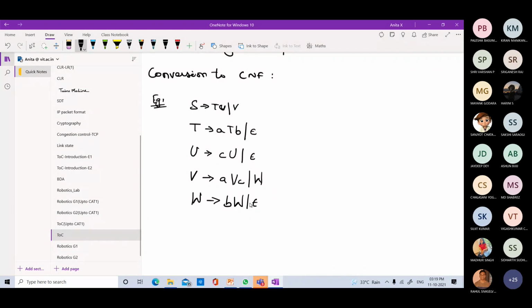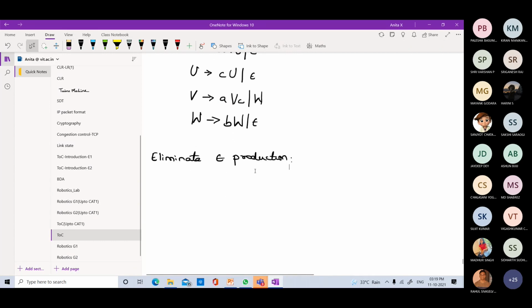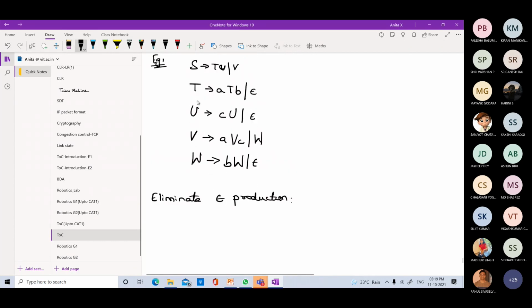So what is the first step? We have to proceed with the simplification of this particular grammar. For simplification, we have already seen the safe order. First we have to eliminate the epsilon production. So what are the epsilon productions?